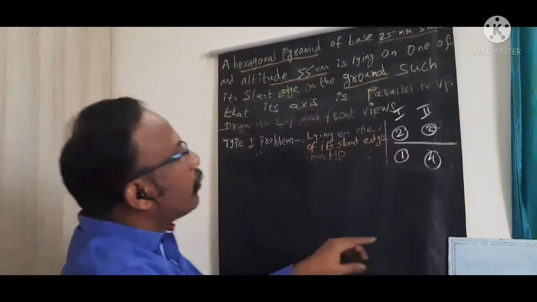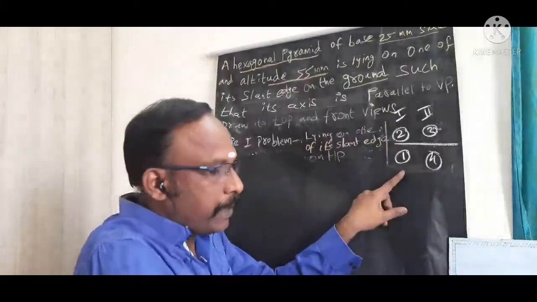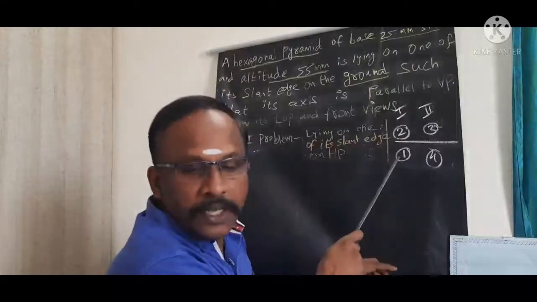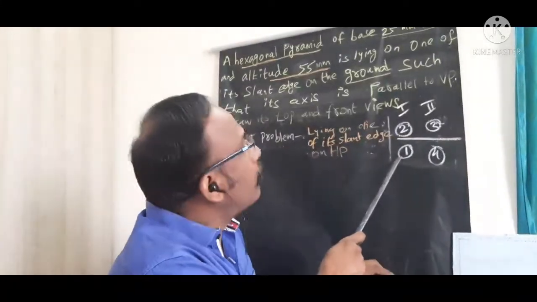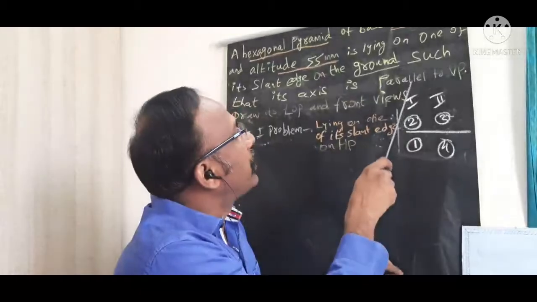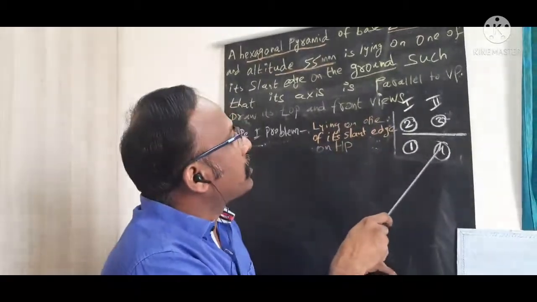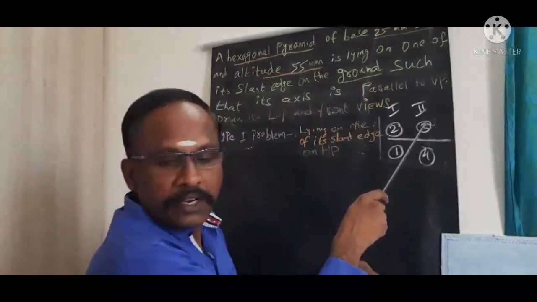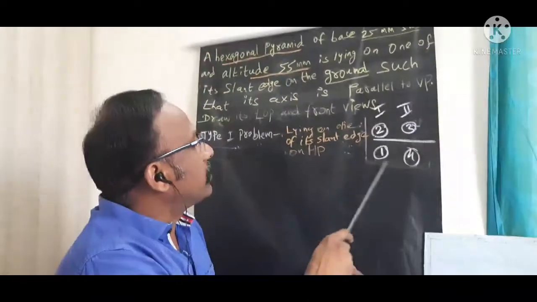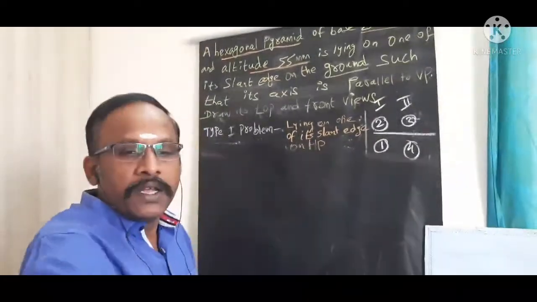So for a type 1 problem, what are the steps? First step is to draw its top view, then the corresponding front view. We complete stage 1. Coming to stage 2, you need to draw the second front view, then the second top view. That's the completion of this particular problem.